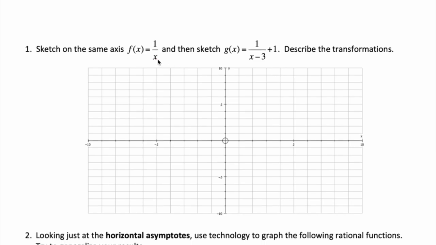If you want to know what a function looks like, you can just substitute in values of x and get some points. So 1 is a nice one to sub in. You sub in 1, you get 1, and you sub in 2, you get half. If you sub in a number like half, 1 divided by half is 2. Now the numbers get smaller and smaller and smaller this way.